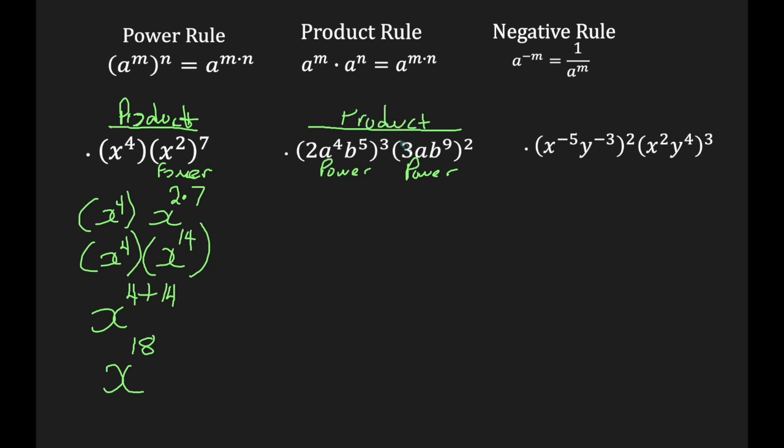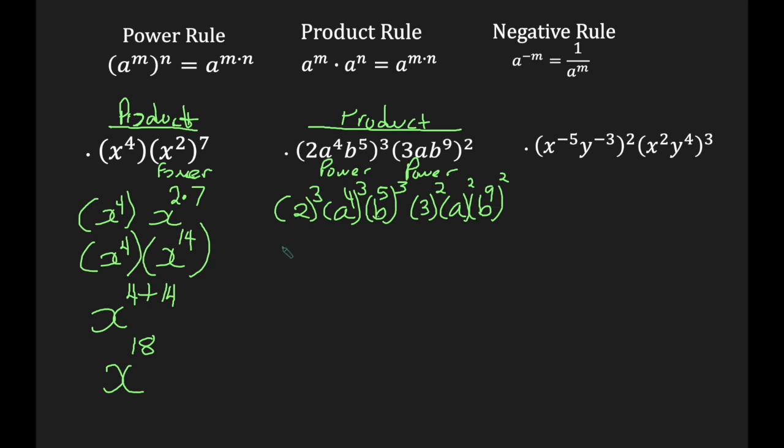So what should you do first? Yes, you guessed it right. We have to evaluate the power first. So we have 2 raised to the 3rd power, a to the 4 to the 3rd power, and b to the 5th to the 3rd power. Over here, the 3 is raised to the 2nd power, the a to the 2nd, and the b to the 9th to the 2nd power.